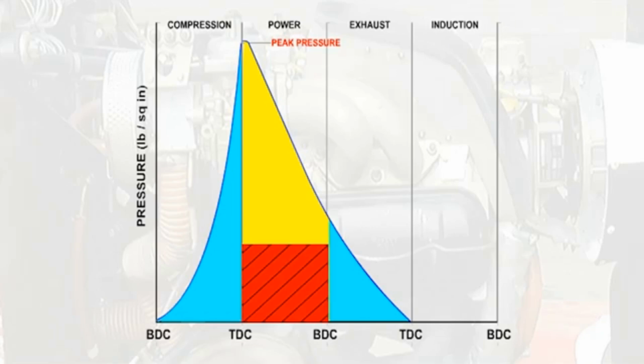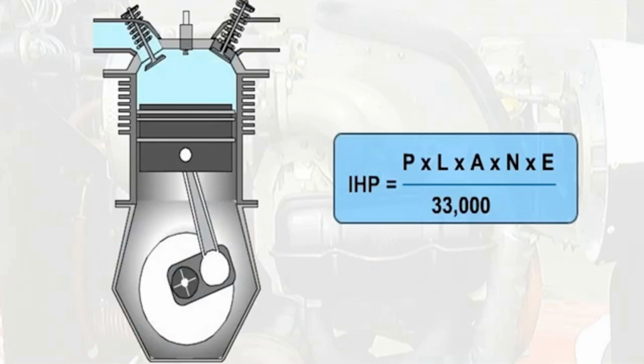Subtracting the sum of the blue-coloured areas from the area within the power column leaves the red block. The red block is indicative of the average pressure during the working cycle. This is termed the indicated mean effective pressure, or IMEP. We can use the indicated mean effective pressure in a formula which will allow us to determine the indicated horsepower of our particular engine.